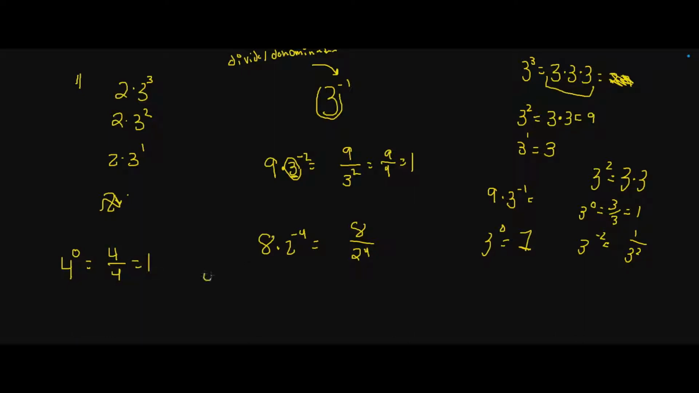Okay, so again, let's see. 4 to the 1 is 4. 4 to the negative 1, well, that means divide, so 1 over 4. And 4 to the 0 means you have the same thing on top and bottom, which is 1. Okay, hopefully that helps you understand negative exponents and how they work.